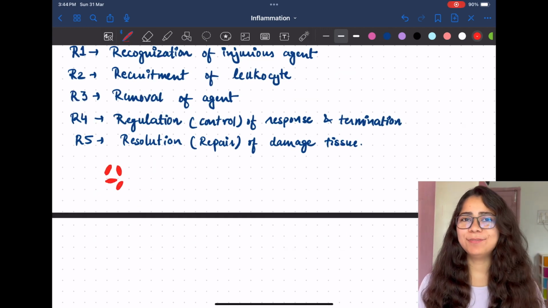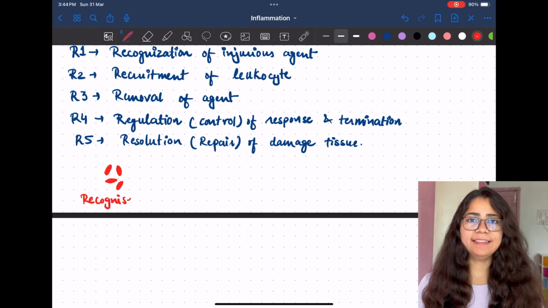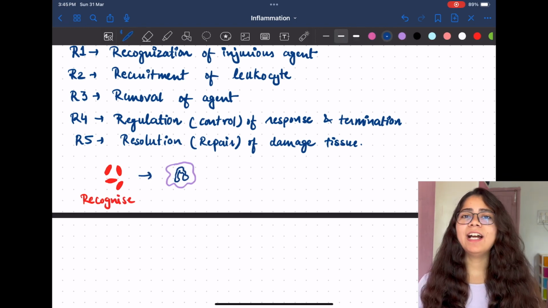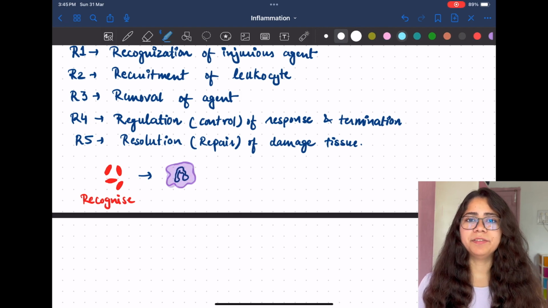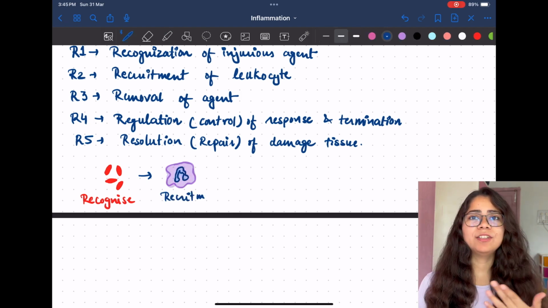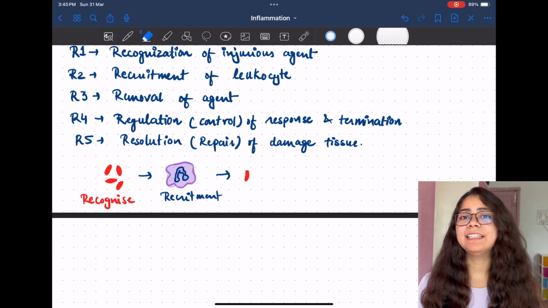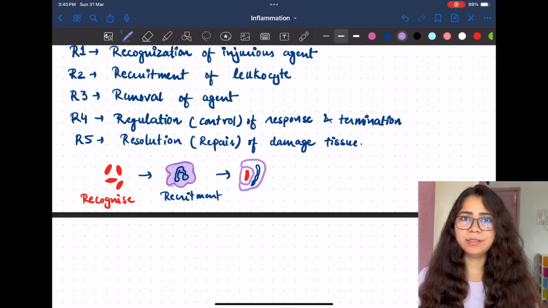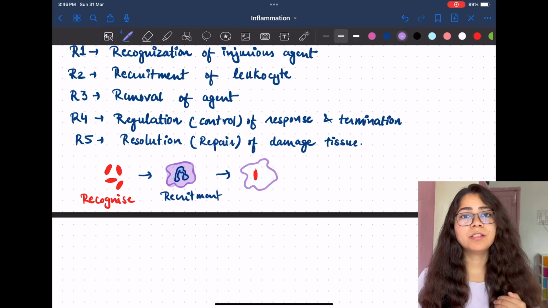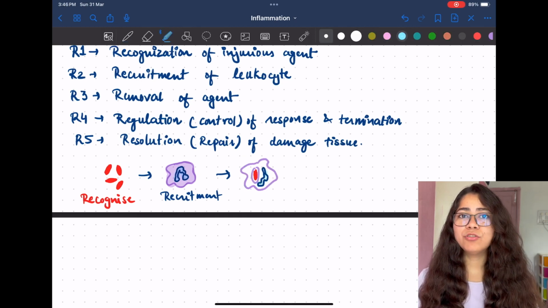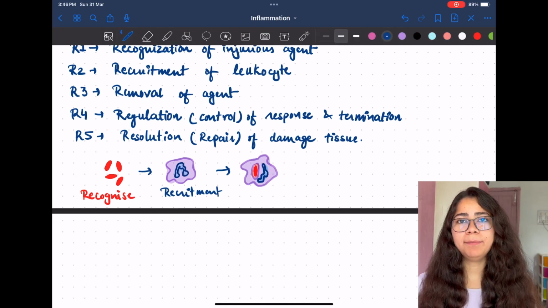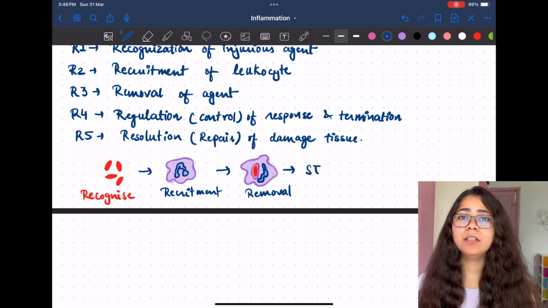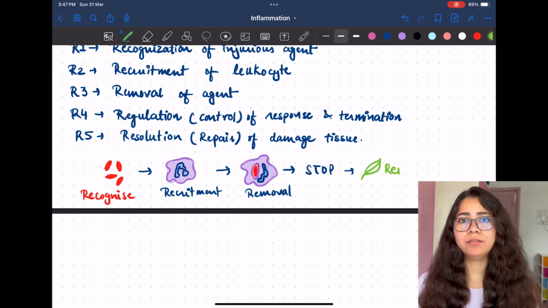Let's understand this further. First, we will recognize that this is the offender that came in our body and we have to get rid of it. Then we will hire WBC for this job, that is recruitment. WBC will come out of the circulation and start fighting against these offenders and finally removing the agent. Regulation is also necessary so that these WBC do not start harming our own cells. Once our job is done, we will terminate the reaction and finally repair all the damage that is caused by the war between our immune system and the offender.